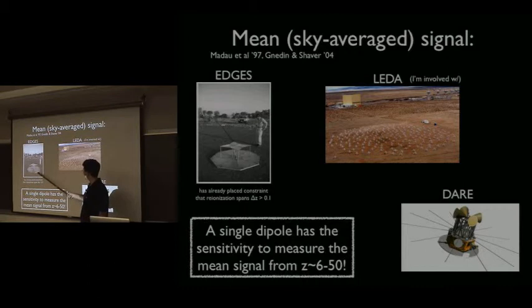One thing you might notice is that these instruments look quite a bit different than the instruments that are going after the fluctuating signal. Rather than being thousands of dipoles in a field, these look like a single dipole. LIDA, which I'm involved with, is also just a couple of dipoles, although it's near the Long Wavelength Array in New Mexico, which it uses to calibrate. But it's a couple of well-calibrated dipoles.